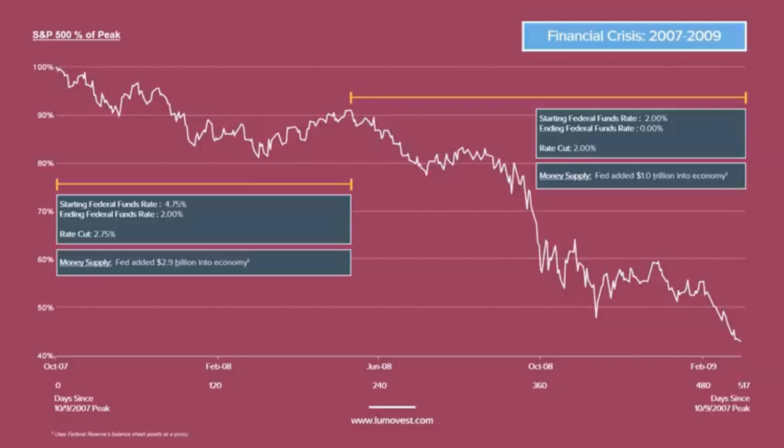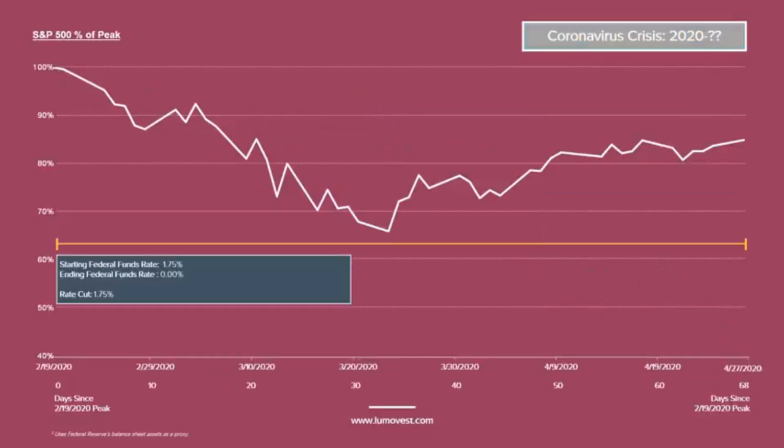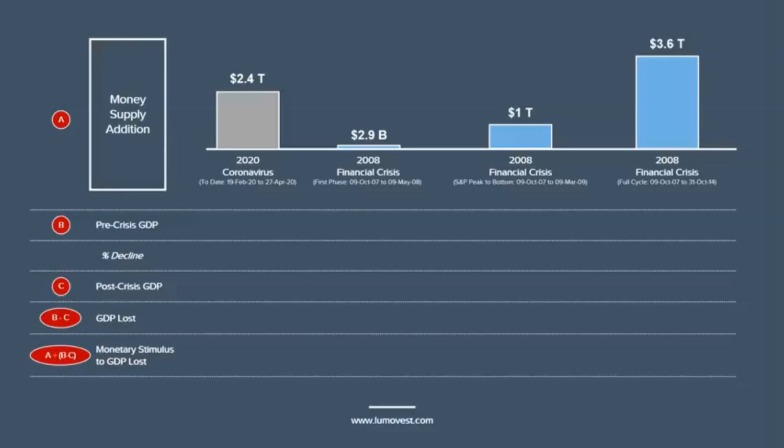By comparison, during the 2020 coronavirus crisis, the Fed injected a staggering $2.4 trillion in the span of just 2 months. To put these absolute dollars in context, the US had a GDP of $14.7 trillion in 2008. It declined by 2% in 2009 to $14.4 trillion, losing $300 billion. Divide the monetary stimulus by the GDP lost, and we get multiples of 3.3 times and 12 times.